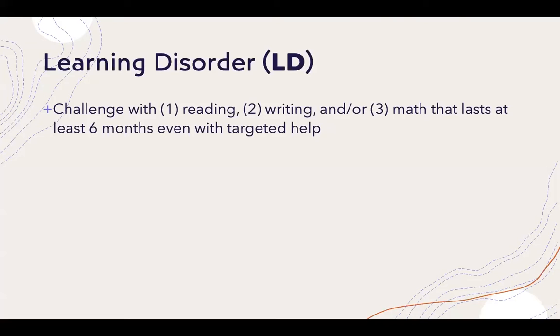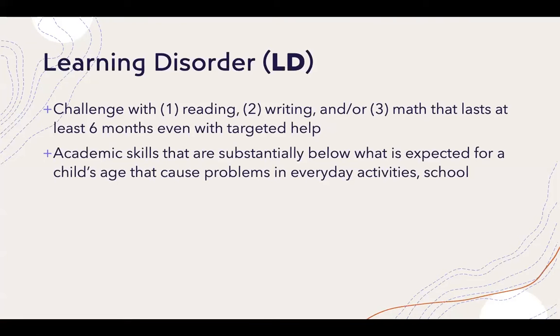But this is just the definition of a learning disorder. And there are different types, as I mentioned. Another part of this definition, because there are a few things that go into this: academic skills that are substantially below what is expected for a child's age that cause problems in everyday activities, significantly with school. I mean, that's usually where it shows up, is with school.